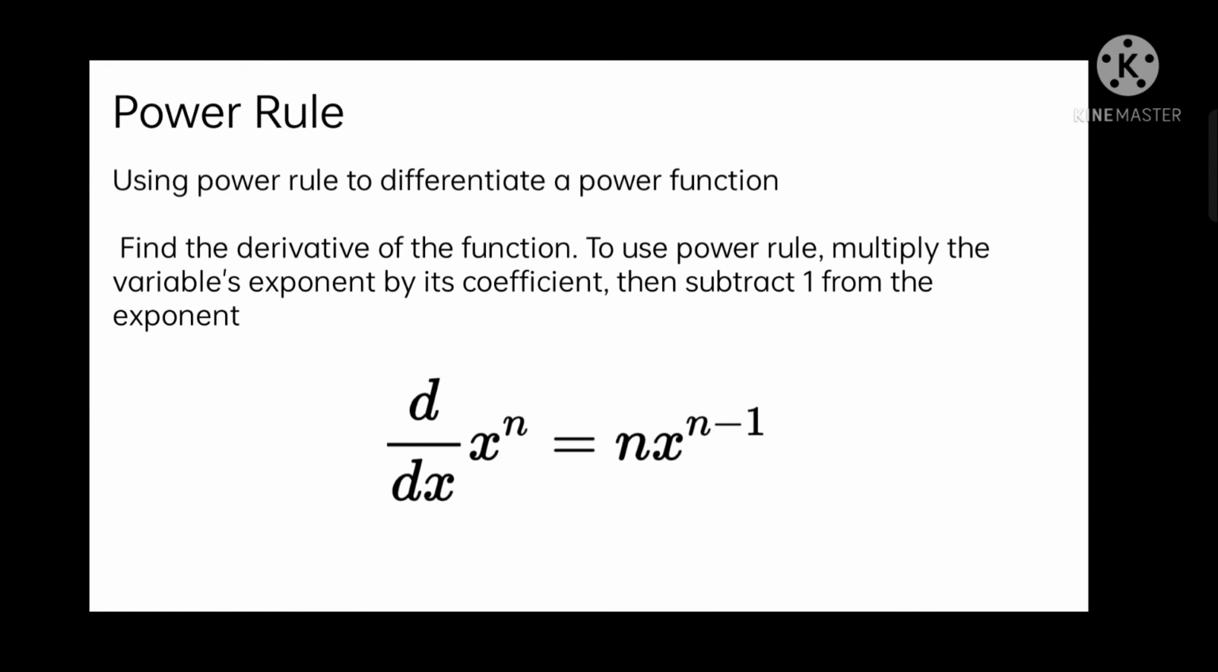So the next is the power rule. Using the power rule to differentiate the power function. The definition of power rule is to find the derivative of the function. To use the power rule, multiply the variable's exponent by its coefficient, then subtract 1 from the exponent. So here is the formula of the power rule. The derivative d/dx of x to the power of n is equal to n x to the power of n minus 1.